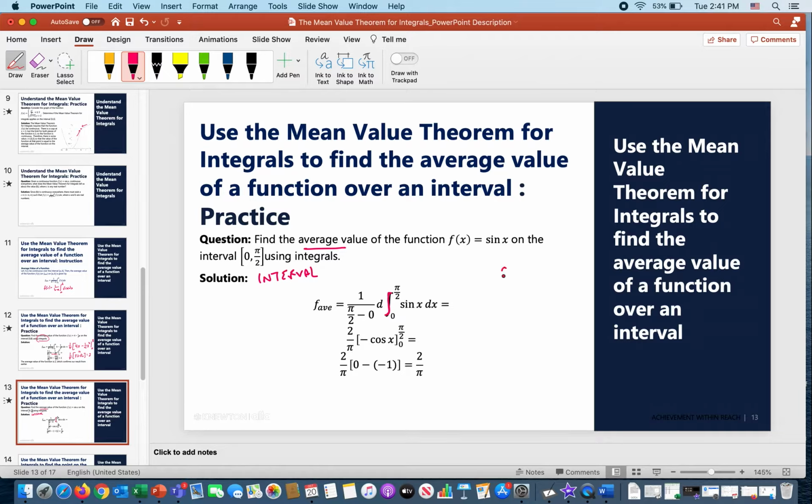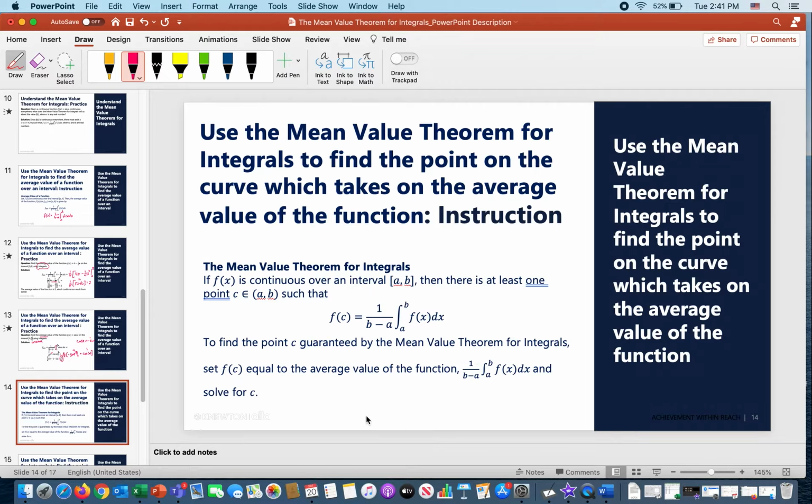So if you take the derivative of cosine, you get negative sine. So the antiderivative of sine is negative cosine. I'm going to evaluate that from pi over 2 to 0. So plugging in pi over 2 gives me negative cosine pi over 2 plus cosine of 0, because there's a double negative right here. The cosine of pi over 2 is 0, and the cosine of 0 is 1. So our average value just turns out to be 2 over pi.